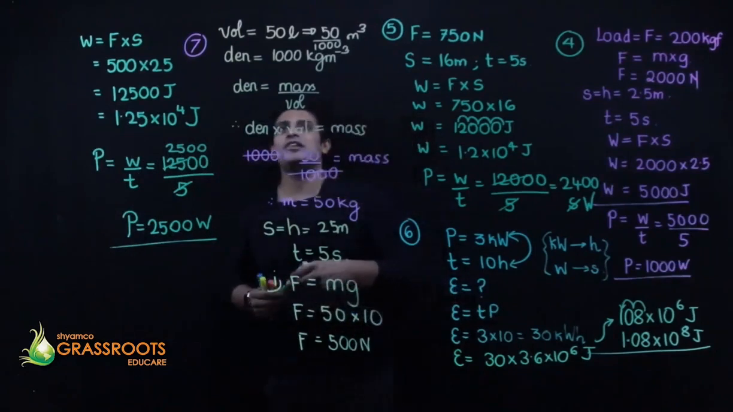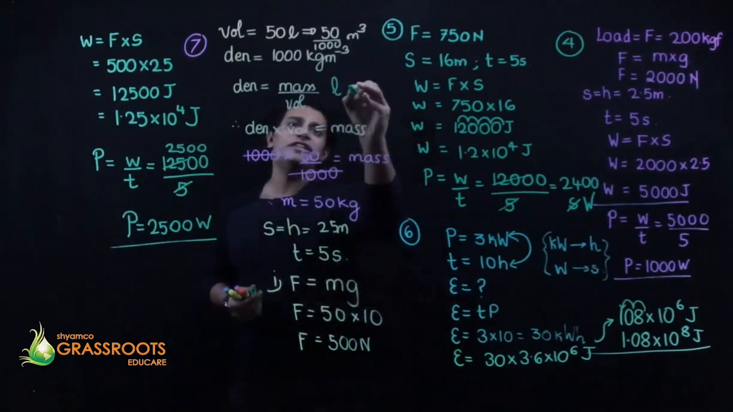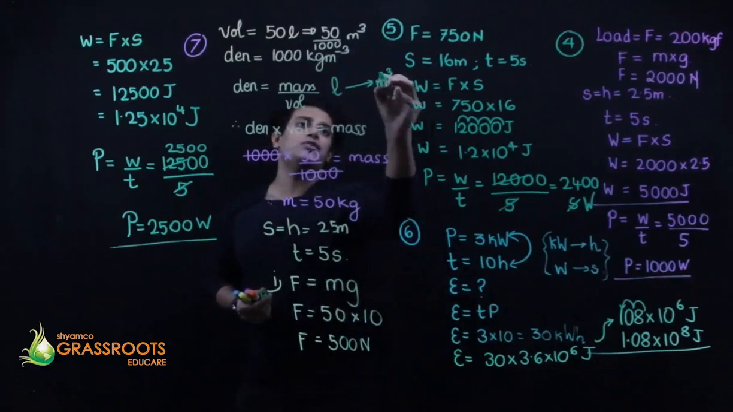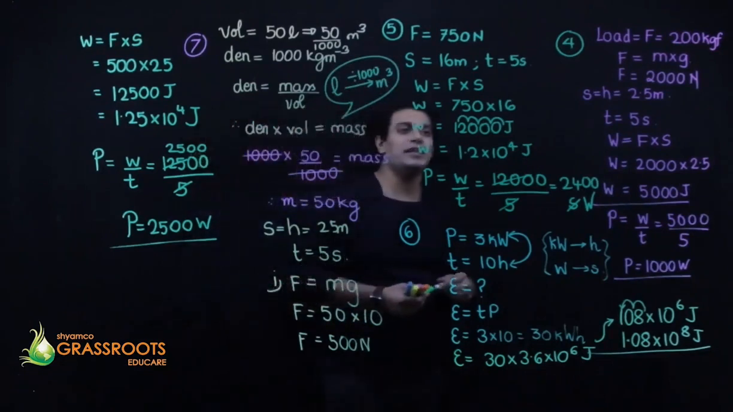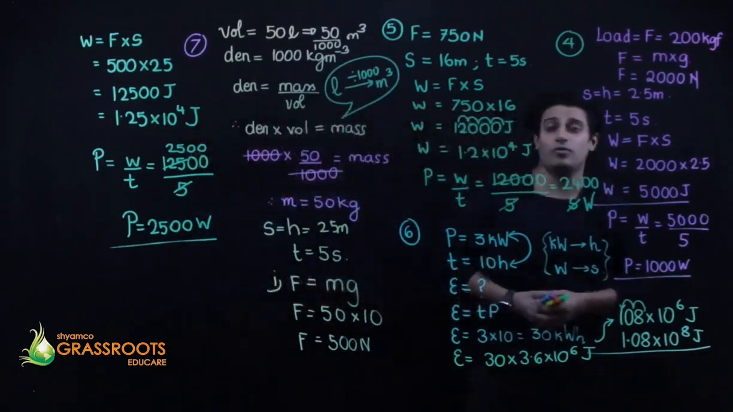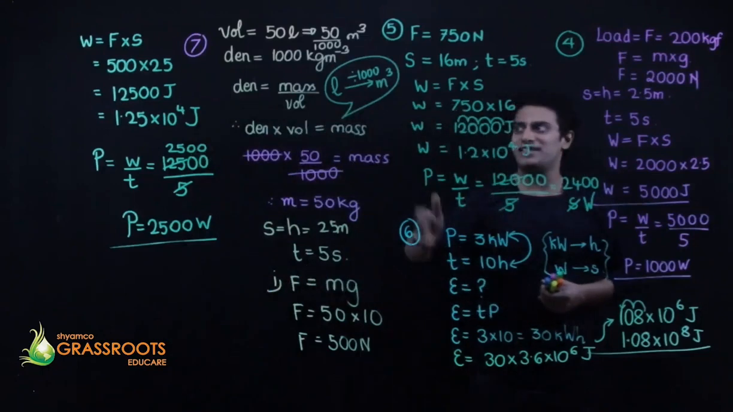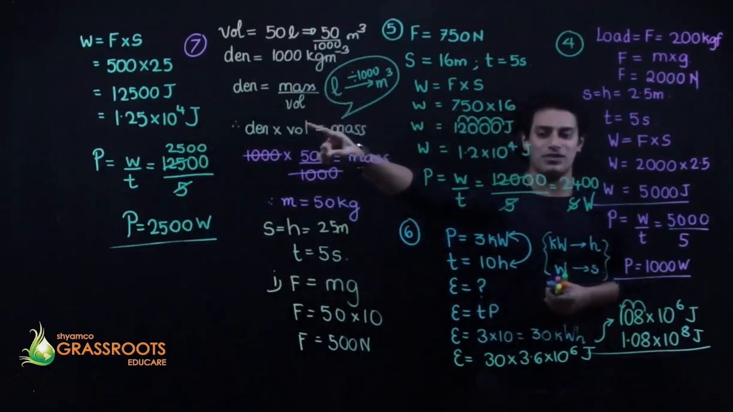So this was a conversion where a liter, if you want to convert in meter cube, divide by 1000. You get the answer. Go through these questions, 4, 5, 6 and 7. Mark 7th as a nice question.